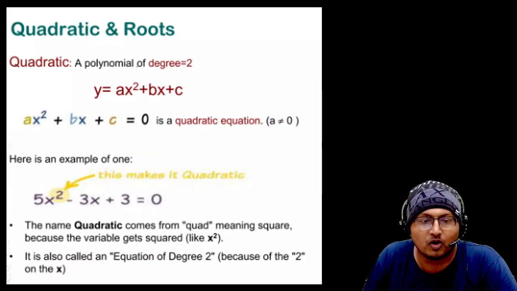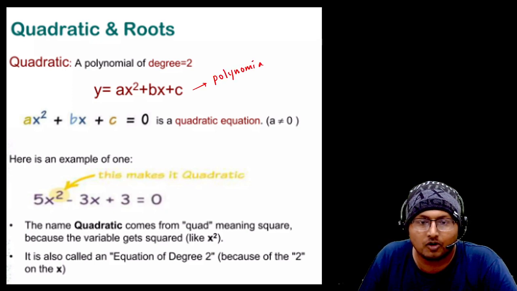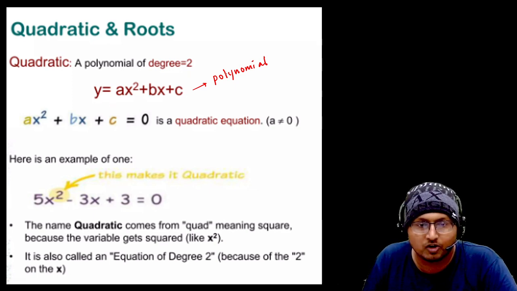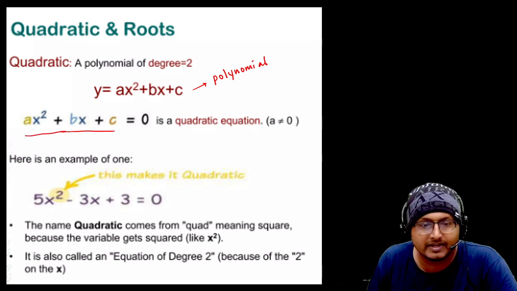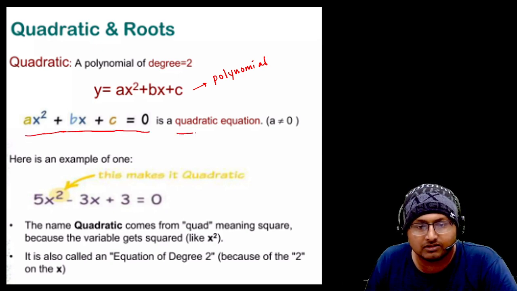See, this is called a polynomial. Polynomial of degree 2. So y equal to ax square plus bx plus c is a polynomial of degree 2, because the maximum power of x in this polynomial is 2, degree 2. So we will equate ax square plus bx plus c equal to 0. This is called a quadratic equation for a not equal to 0.